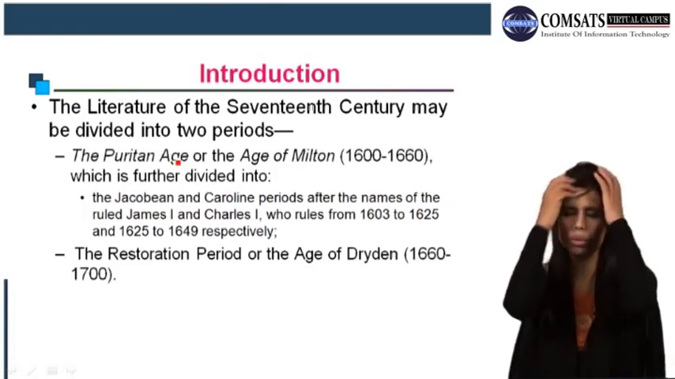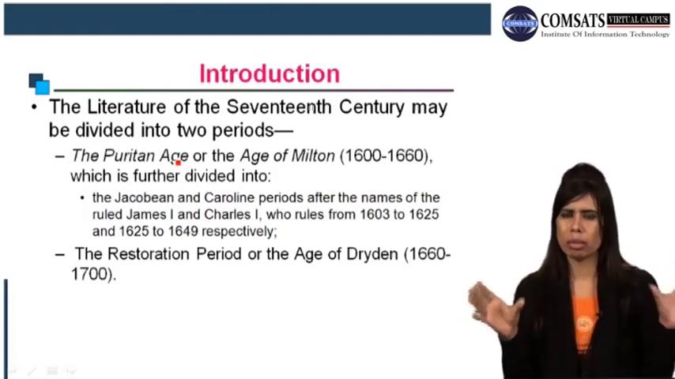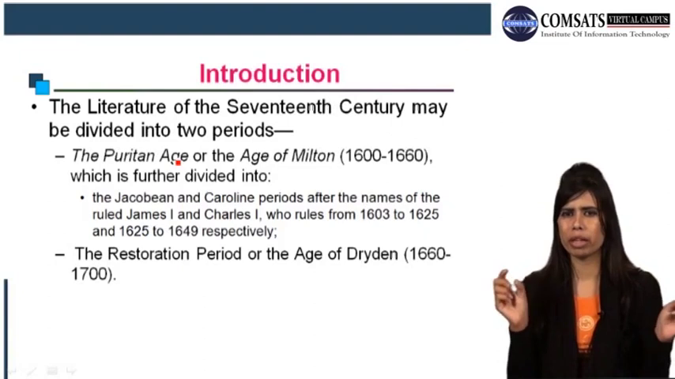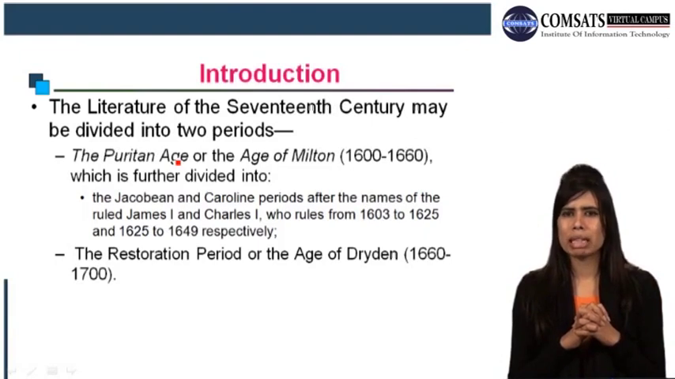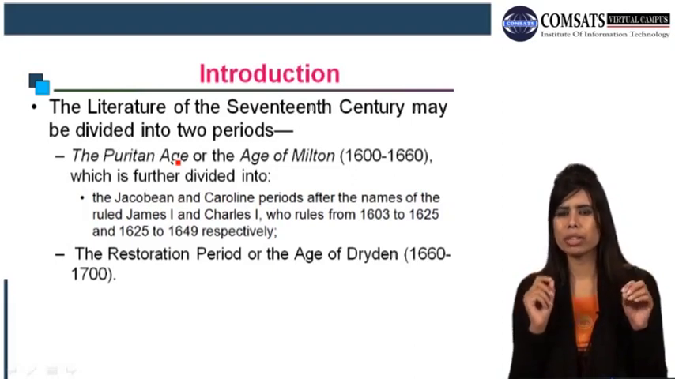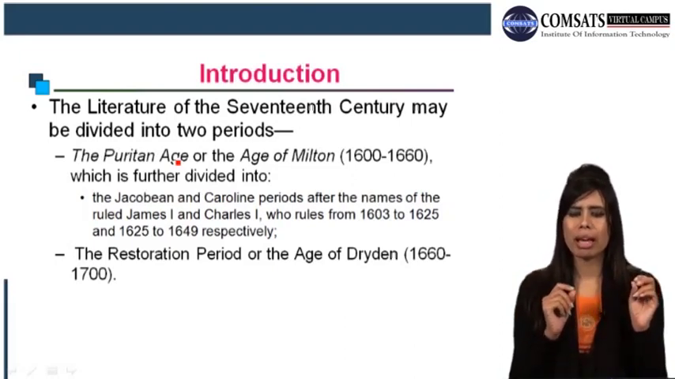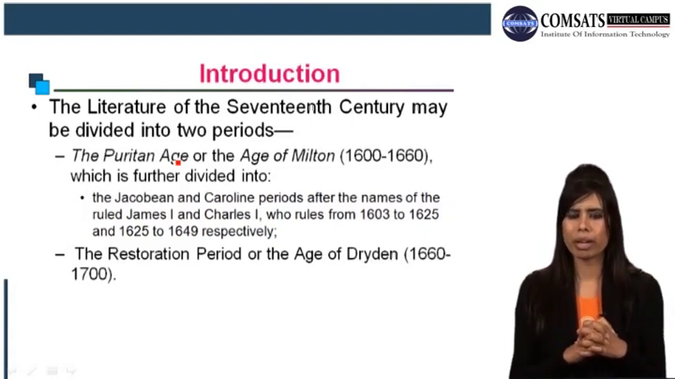So whenever I refer to the Puritan age or the age of Milton, both are the same, because John Milton was the prominent figure from the Puritan age. Okay, so that age was basically comprised of 60 years, that started in 1600 and ended in 1660, which is further divided into two more periods, the Jacobean period and the Caroline period, after the names of the rulers James I and Charles I, who ruled from 1603 to 1625 and 1625 to 1649 respectively.